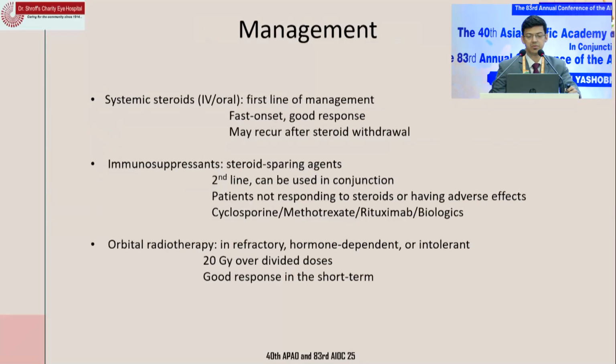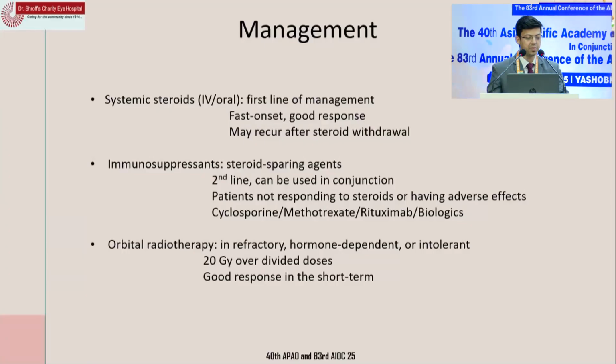For management of IOID, systemic steroids are the first line of management. They have a very fast onset and give a very good response. But it is important to remember that IOID may recur after steroid withdrawal, and the patient needs to be counseled about that. Immunosuppressants form the second line of management. These are steroid sparing, and patients who might not be responding very well to steroids may be started on immunosuppressants.